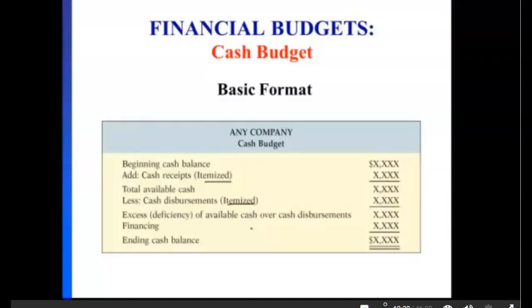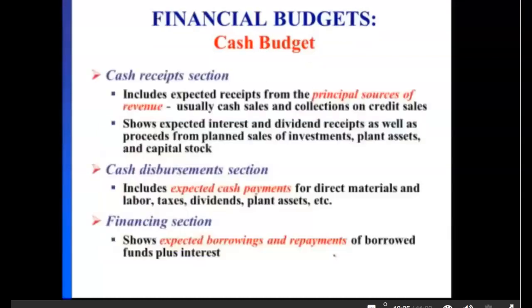And we look at the excess of cash receipts over cash disbursements. We determine if we need financing, because we need to have the cash, and therefore there would be management's policy with regards to what the minimum cash balance would have to be. The cash receipts section includes principal sources of revenue, that is cash sales and collection of credit sales. The disbursements include all cash payments: direct materials, labor, taxes, dividends, whatever. Basically your expenses, but not depreciation, because depreciation is a non-cash expense. And then the financing section looks at how much I have to borrow.